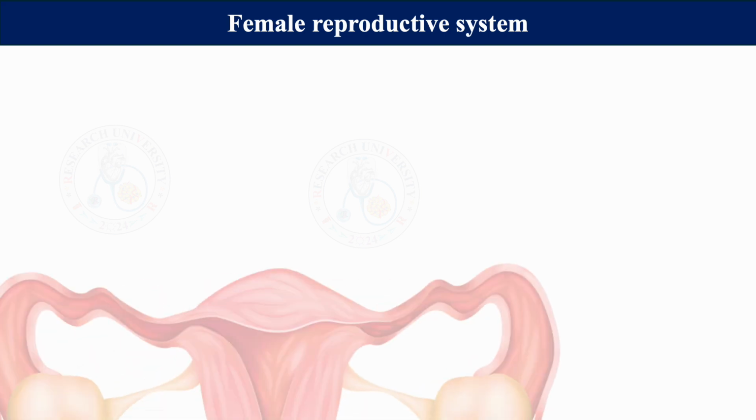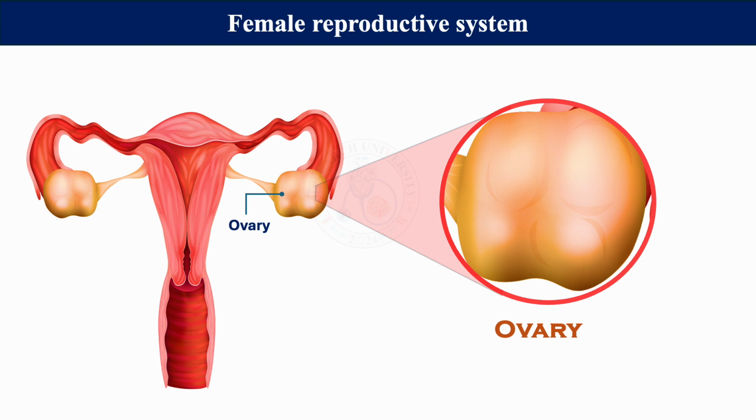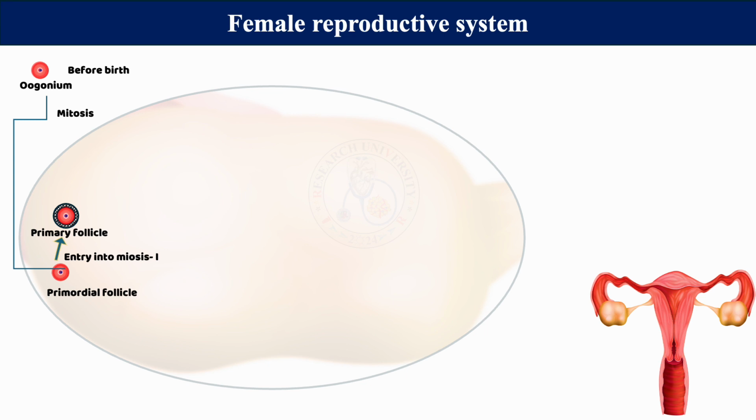Here is the first part of the female reproductive system, the ovary. The ovary is a vital organ in the female reproductive system. It exists as a paired structure on either side of the uterus, left side one and right side one. It serves several essential functions. Now we can see the functions of the ovary. The first function is egg production.